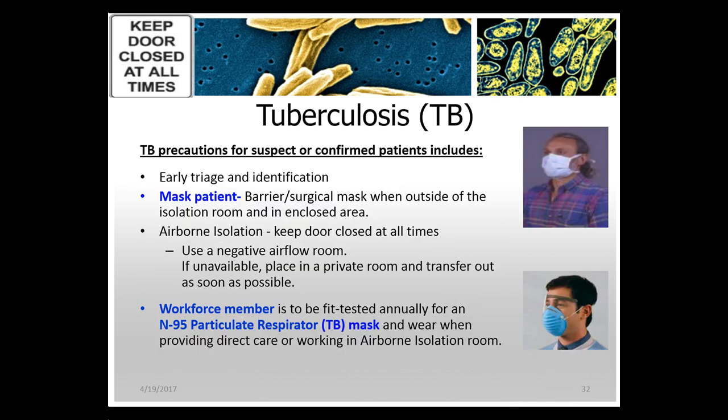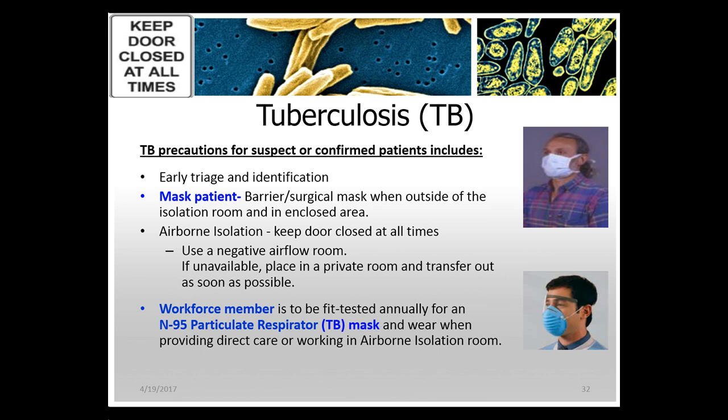Next slide. TB precautions for suspect or confirmed patients includes early triage, identification of a patient who may need to be isolated. Mask the patient. That's the very first thing to do, and particularly if they're outside of an isolation room or in an enclosed area. For airborne isolation, this is the precaution we follow. Keep the door closed at all times. Negative airflow room if it's available. If unavailable, place the patient in a private room and then transfer them out as soon as possible. You, the workforce member, would wear the N95 particulate respirator.